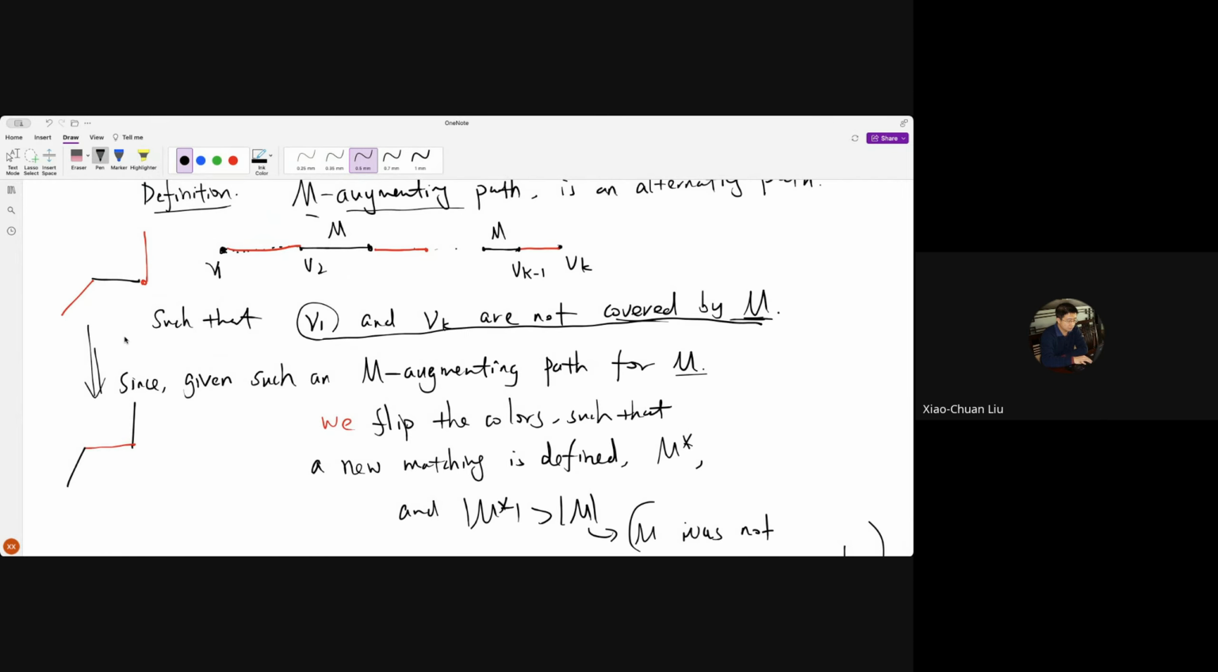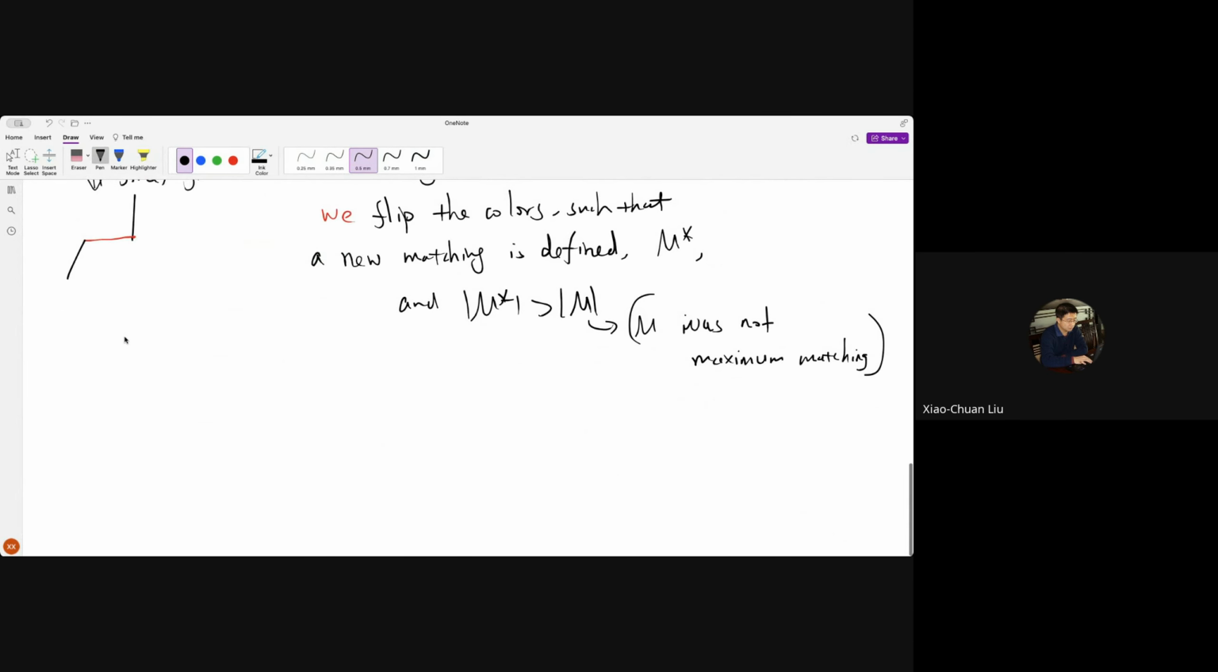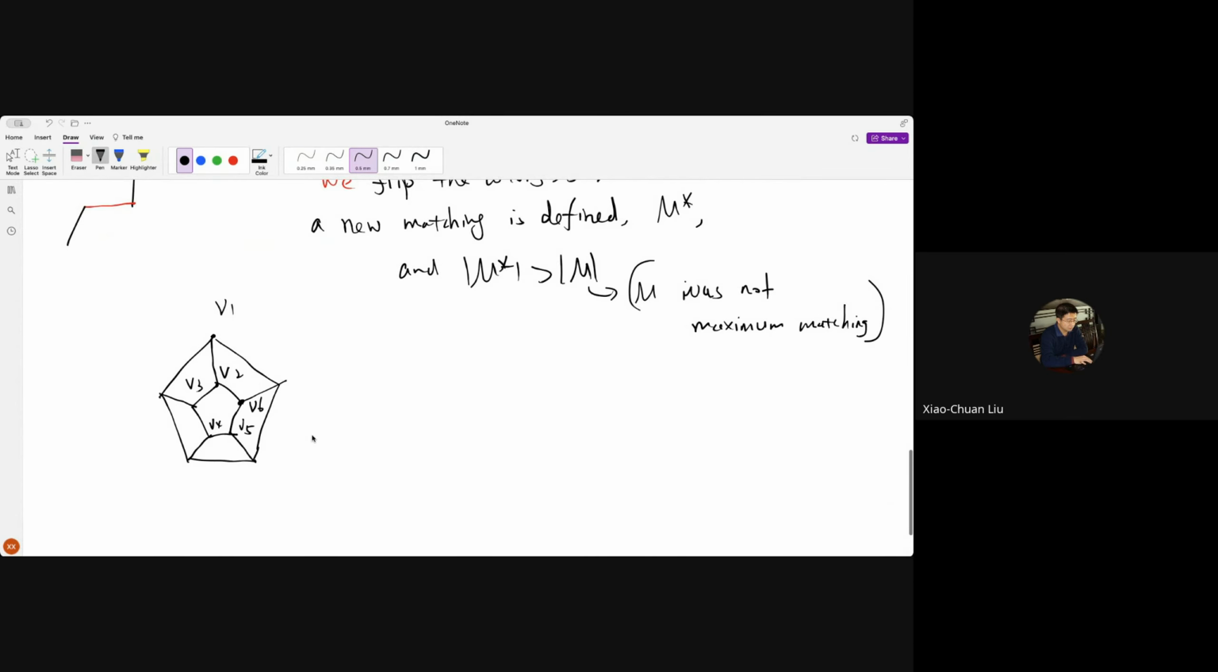Let me give a really concrete example. So I have a Petersen graph here. Let me draw this. So this is a Petersen graph. Let's call this V1, V2, and you have edges here also. And V3, V4, V5, V6. This guy is V6. So I give names for 6 vertices. This is my graph G. I draw all the edges.